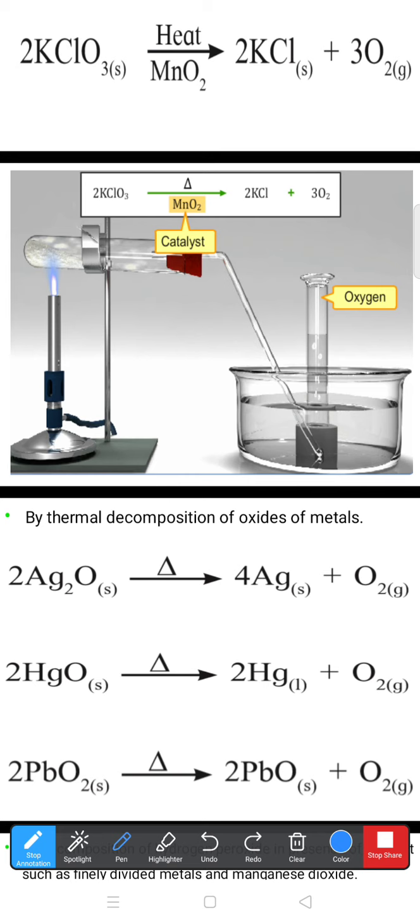In that, one stand is over there, and above the burner one tube is there. In that tube we can take the raw material like KClO3, and by addition of a catalyst in that tube, the reaction can be started by heating. By heating we can observe the formation of KCl and 3O2. So KCl remains in the tube, but O2 comes out by the gas passing tube.